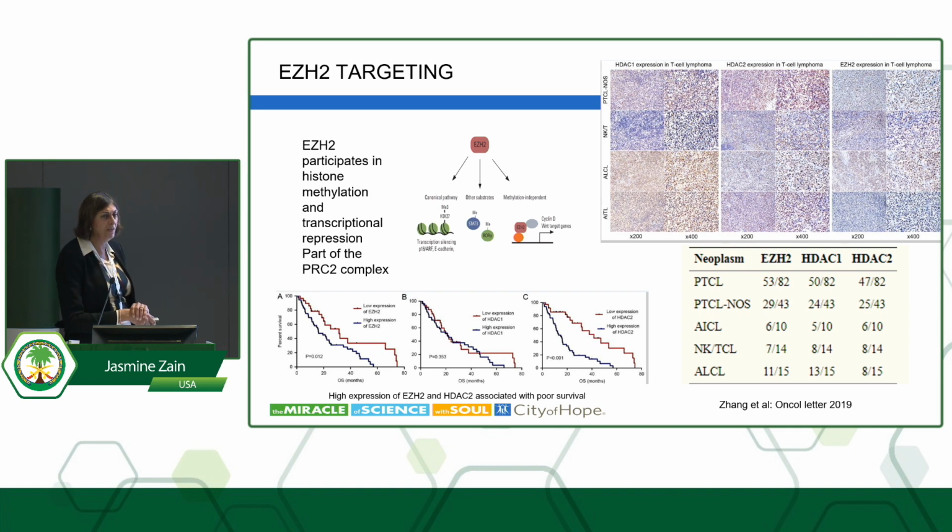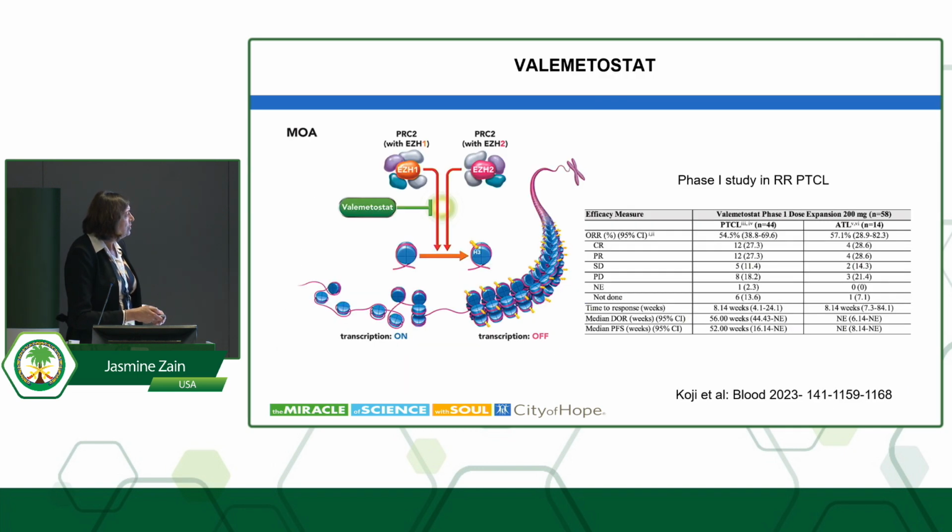You've heard of tazemetostat being used in follicular lymphoma and DLBCL. EZH2 is also upregulated in certain T-cell lymphomas and is associated with a poor prognosis. And it's a histone methylation target. It's part of the PRC2 complex. So valemetostat is an EZH2 inhibitor. It's a dual EZH1, EZH2 inhibitor.